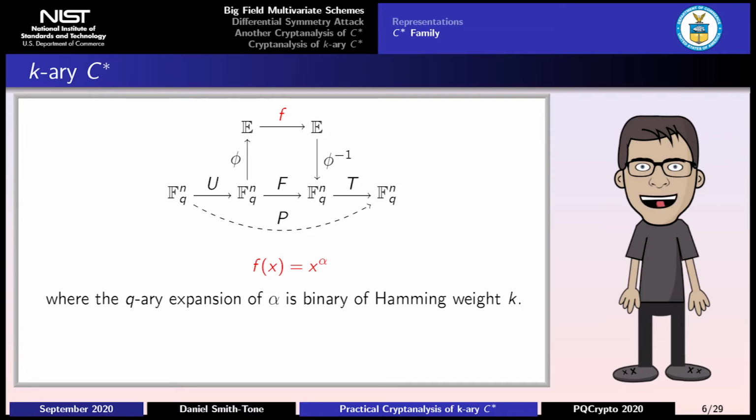Perhaps the closest relative to Cstar is k-ary Cstar. The idea here is to simply replace the F_q quadratic map with a more general power function. If we want total degree k in the multivariate representation over the small field, then we use an exponent whose q-ary expansion is binary of Hamming weight k. The reason that the exponent must be binary is that everything is happening in a field of characteristic 2 for the function to even be bijective, and we can always choose to represent everything over GF(2) if we want.